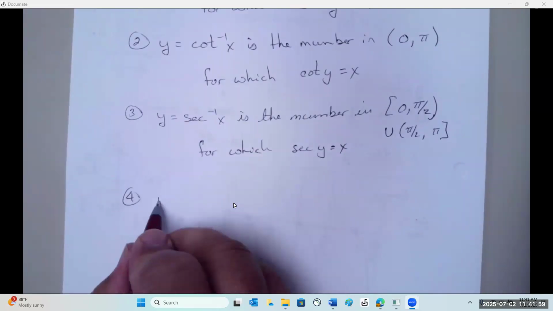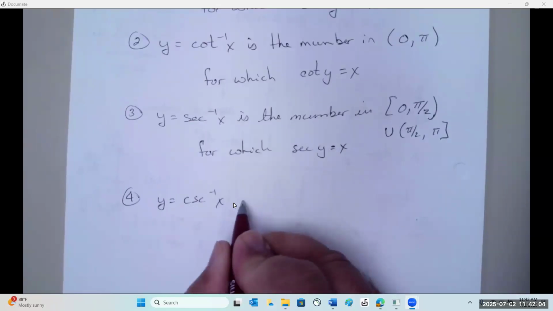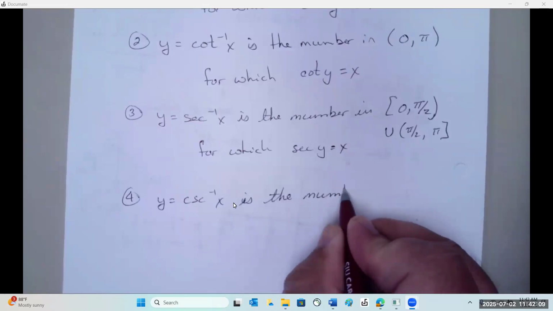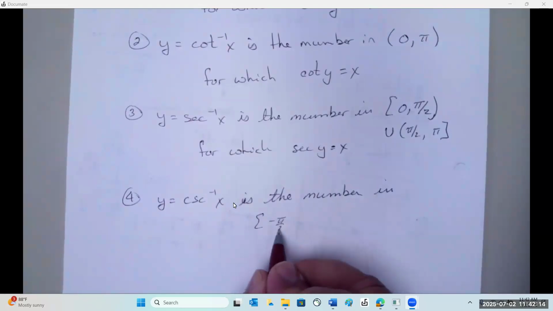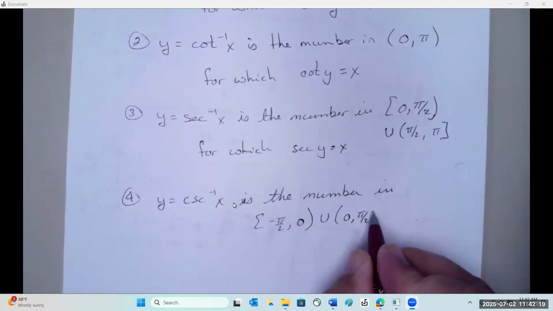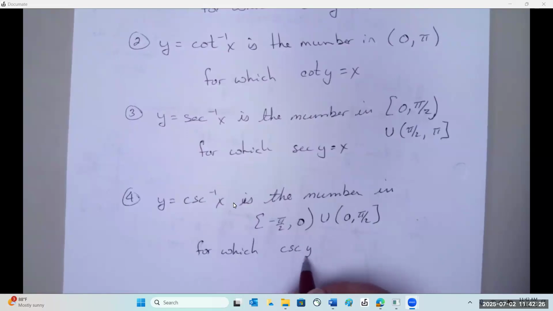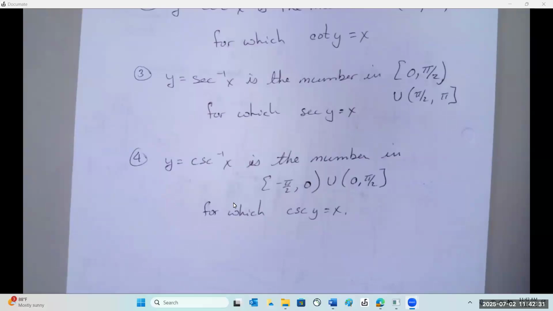And the last one is y equals cosecant inverse of x, is the number in the interval negative pi over 2 to 0 unioned with 0 to pi over 2, for which cosecant y is equal to x. We'll get to an example in a second here.